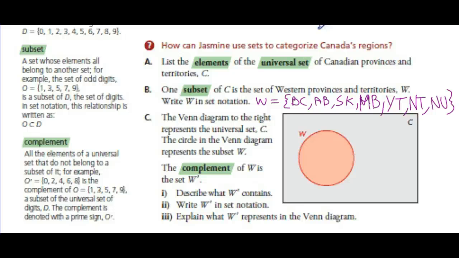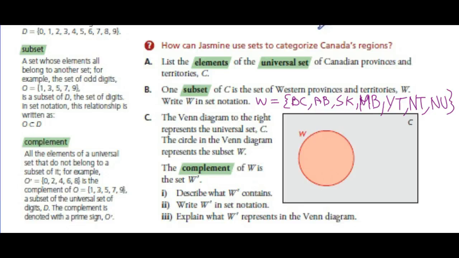The complement of W is the set W prime. It's an apostrophe, but it's read W prime. And that's the complement: all the elements of a universal set that do not belong to a subset of it.